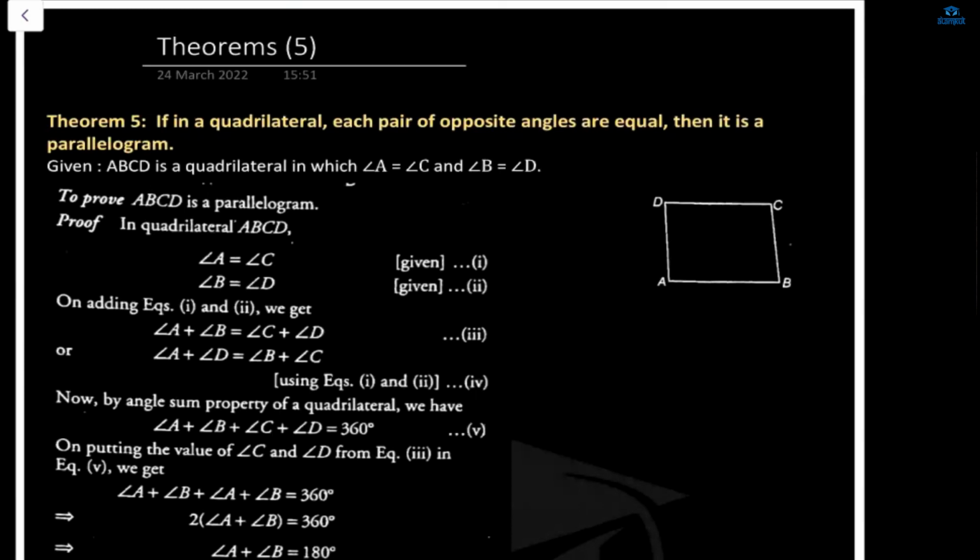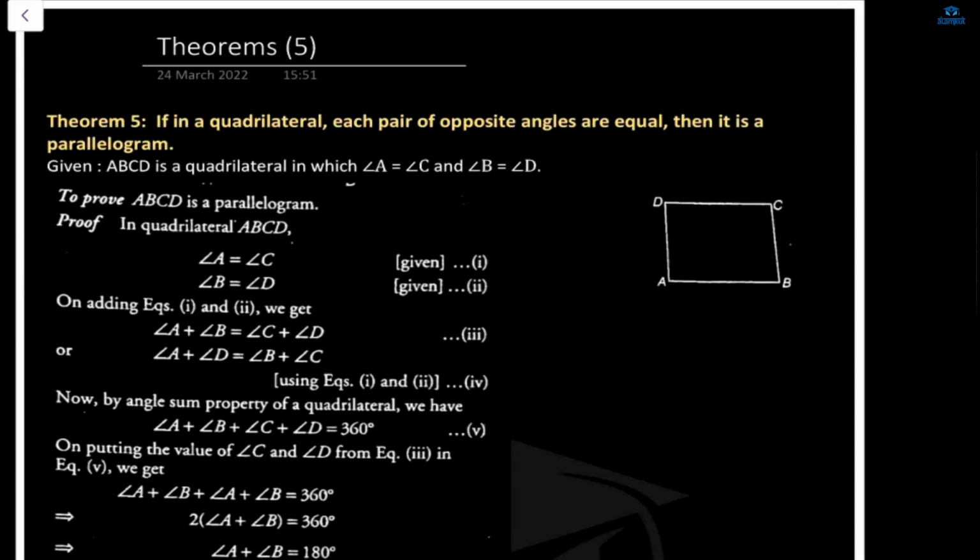If in a quadrilateral each pair of opposite angles are equal, then... Let's make it up. Now this is just the converse. We have seen that in a parallelogram opposite angles are equal. Now it is saying the converse, meaning just the opposite. So if in a quadrilateral opposite angles are equal, then it is a parallelogram. Now how can we prove that?